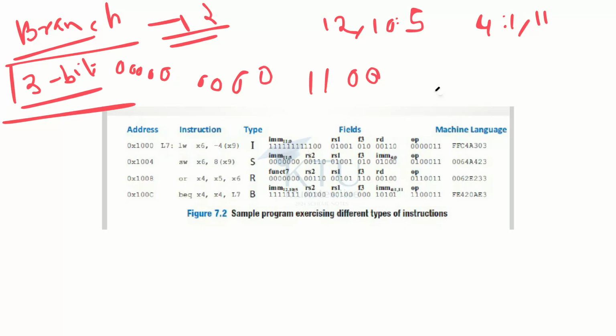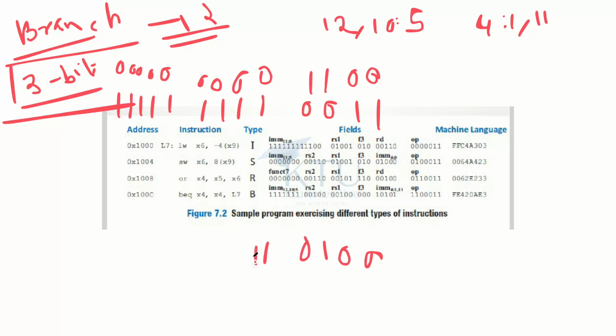Now, one's complement of this would be 1 1 0 0 1 1 1 1 1 1 1 1 1. Add 1 to it. When I add 1 to it, I will get 0 0 1 0, then 1 1 1 1 1 1 1 1 1. So I get the 2's complement. Now I got minus 12.